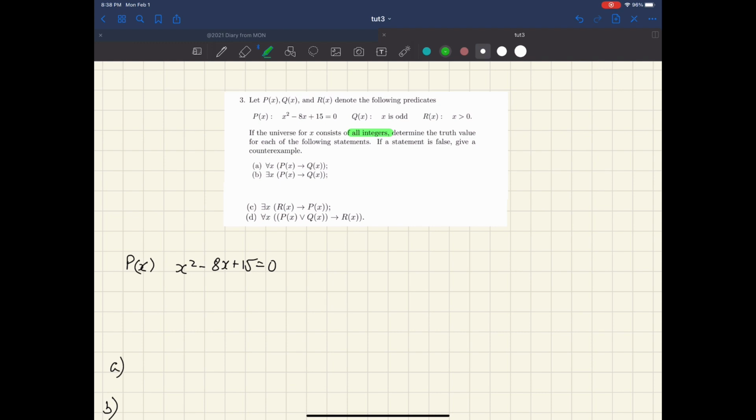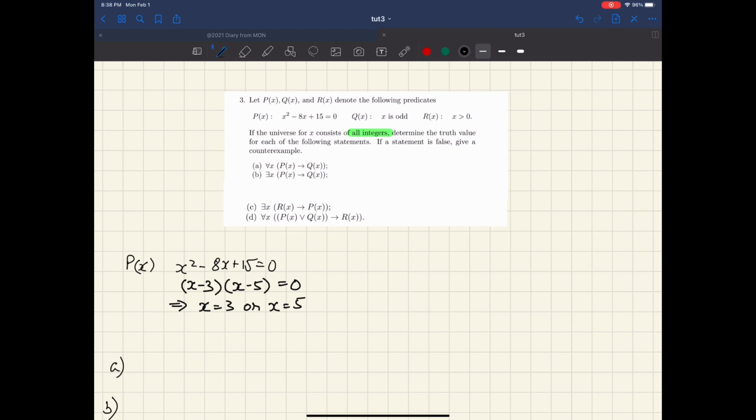Now, before we move on, let's first solve P of x because it's a quadratic equation. We can easily find the solutions to it. It turns out it can be written as x minus 3 times x minus 5 equals 0. So the solutions are x is either 3 or x is equal to 5.